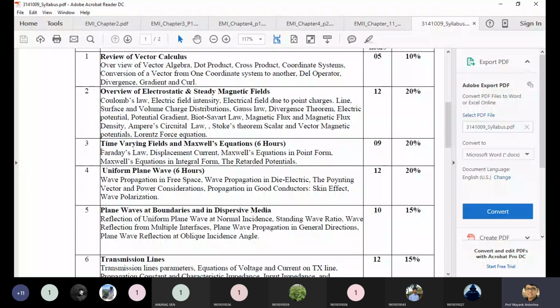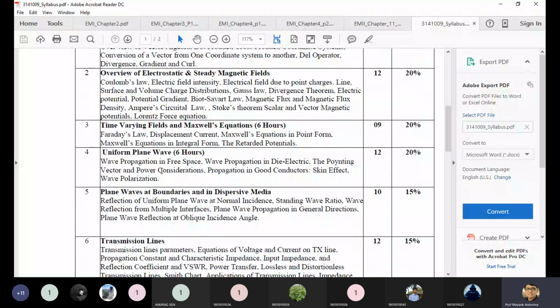So already we completed chapters 1, 2, 3, 4 and 5 of your GTU syllabus. From 1 to 5, only one topic is remaining: retarded potential. I think we will discuss this topic after we finish chapter 6, which is the transmission line.